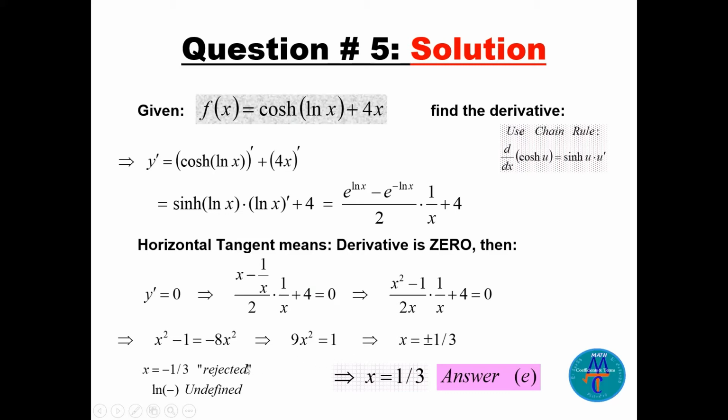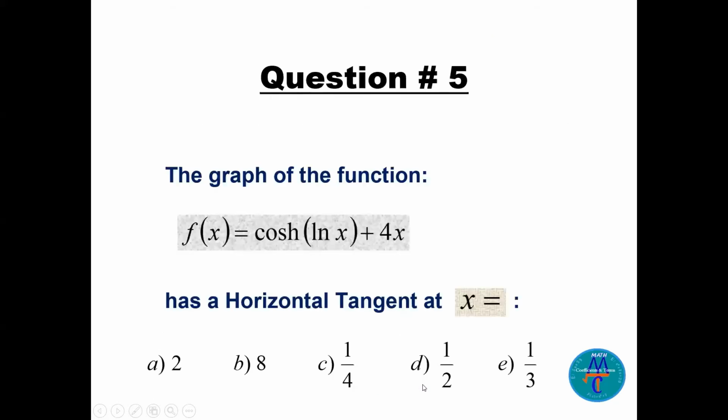Now why is the minus rejected? Because we cannot have a logarithmic function with a negative argument. So x equal to 1/3 is the correct answer, which is choice E for question number 5.